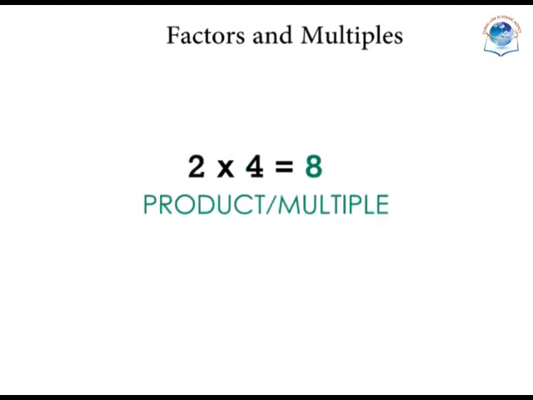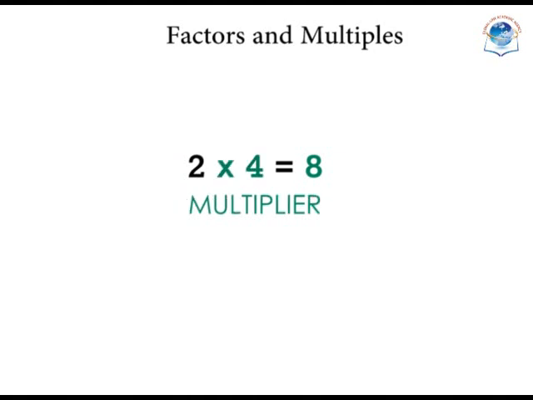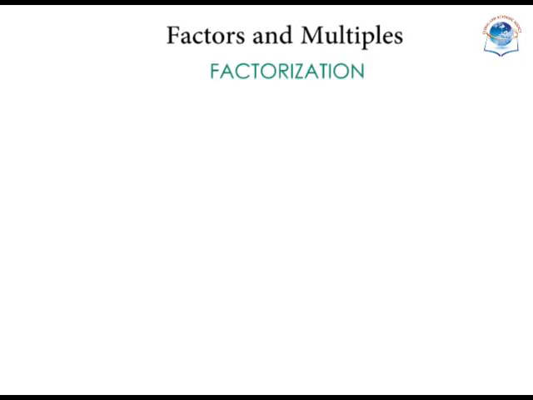The factor next to the multiplication sign is called the multiplier. But let's stick to the term factor. In any case, we could interchange 2 and 4 and still get the same answer. When we express a number as a product of its factors, we say we have factorized the number.